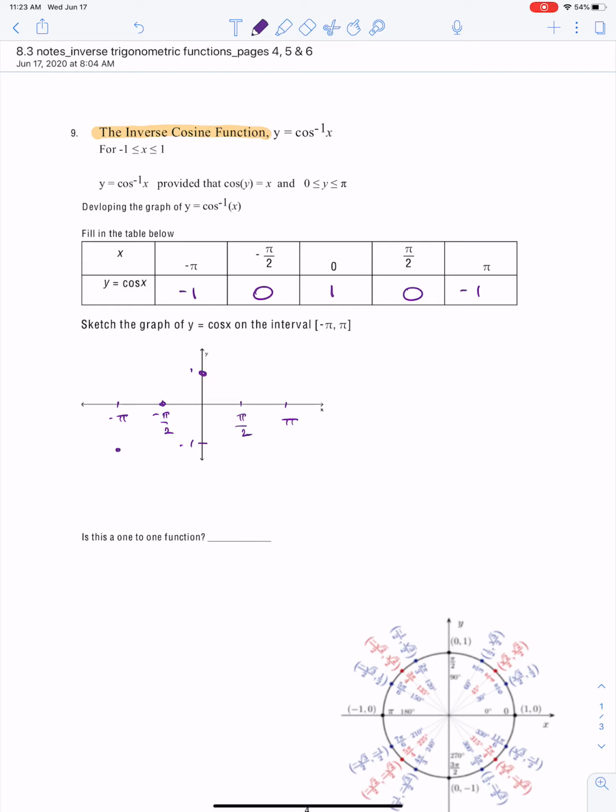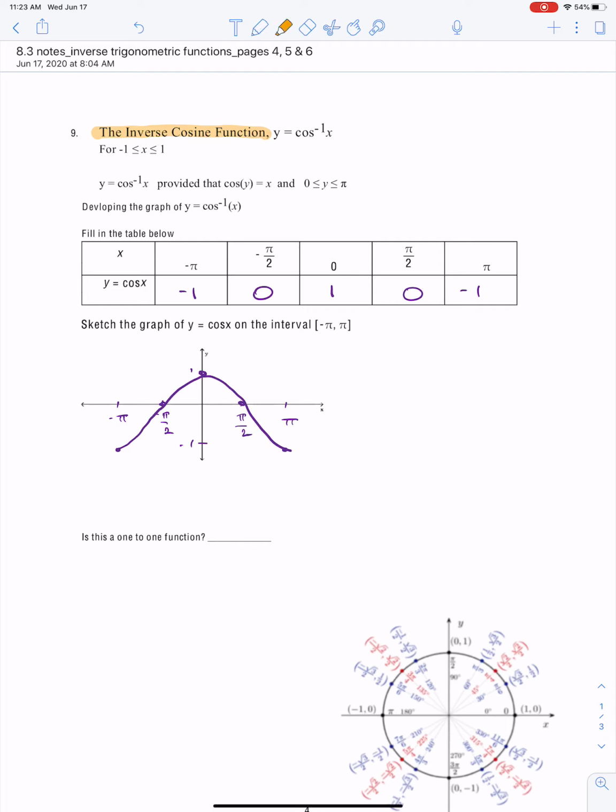before when we graphed it, we graphed the period from 0 to 2 pi. Looked a little different, just started up at the top, went down, ended up at the top. Here again, we're sandwiching that 0 right in the middle of the period. So we're going to graph this from negative pi to pi.